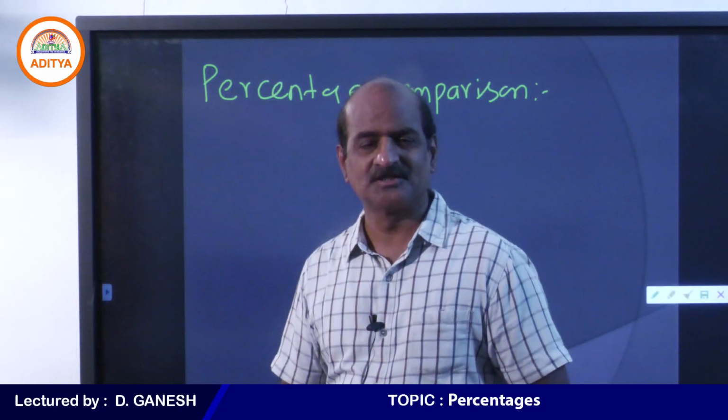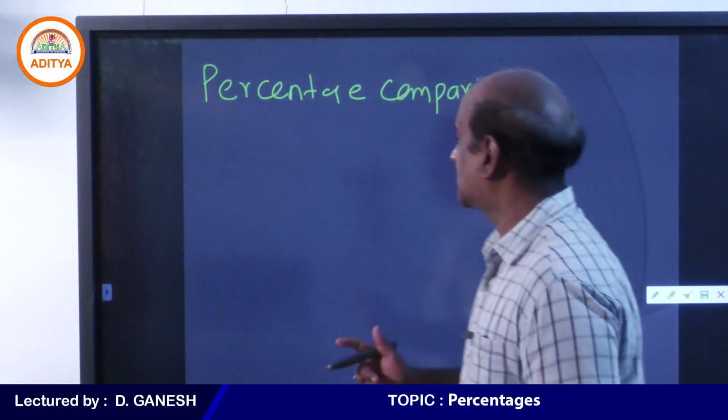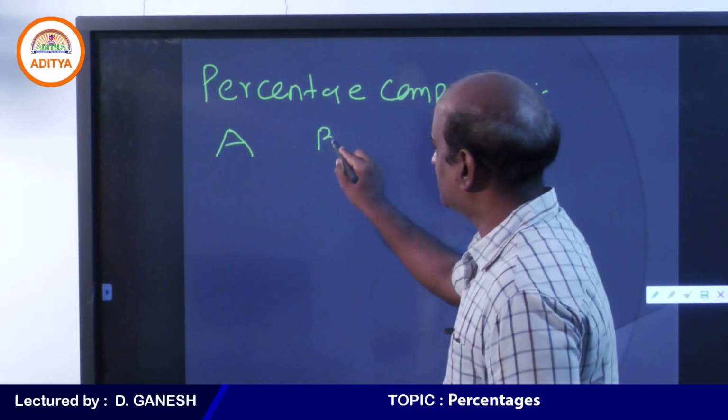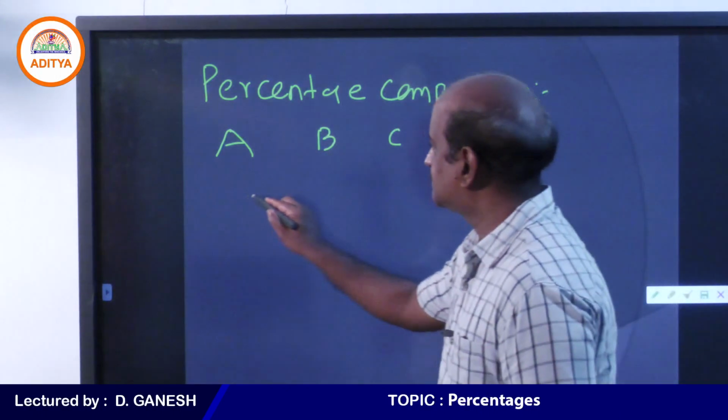You understand that? So let me tell you what is percentage comparison. Okay, so let me come to the point. What is percentage comparison? Let me suppose that there are 4 people A, B, C, D.